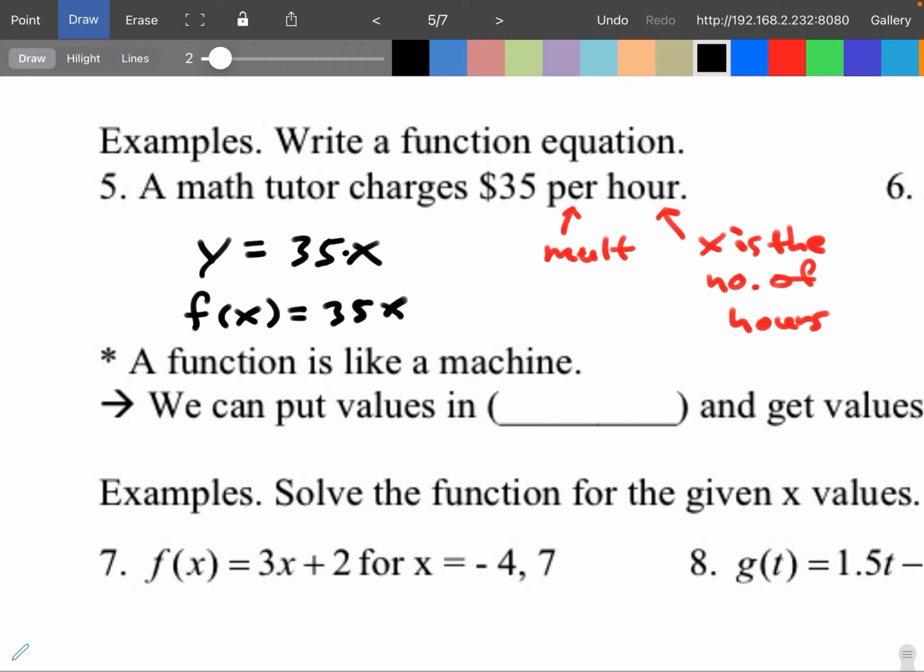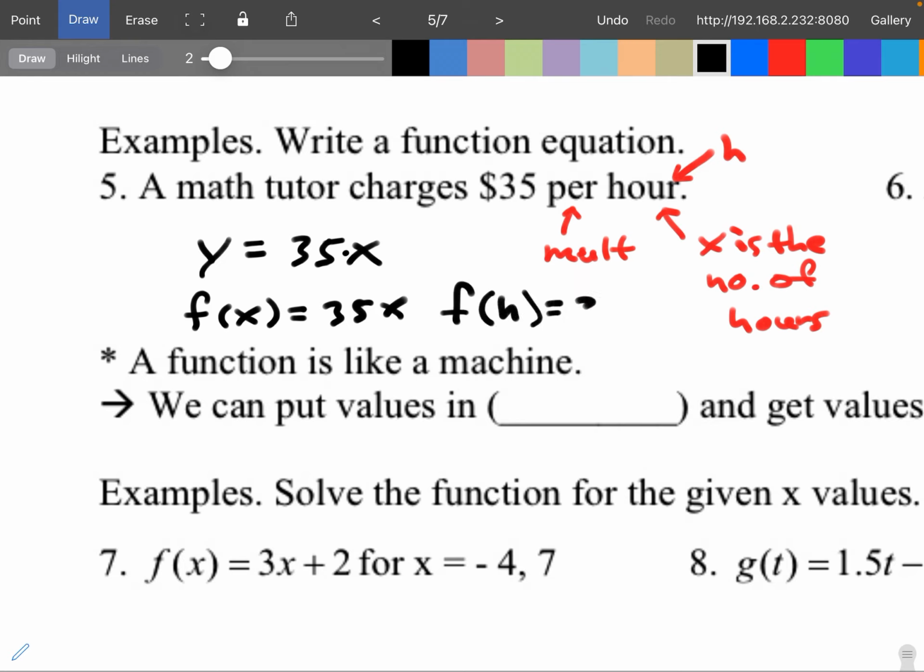Now, if we want to write this in function notation, y is the same thing as f of x. So we could write it like this: f of x equals 35x. It means exactly the same thing as y equals 35x.